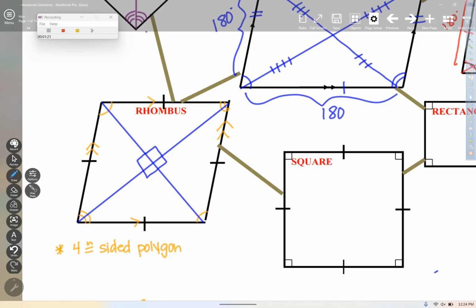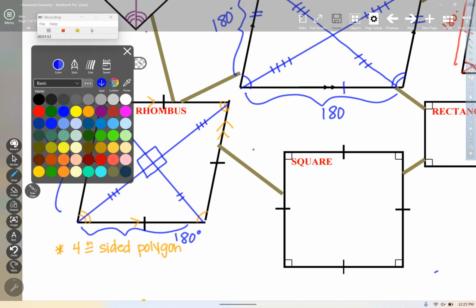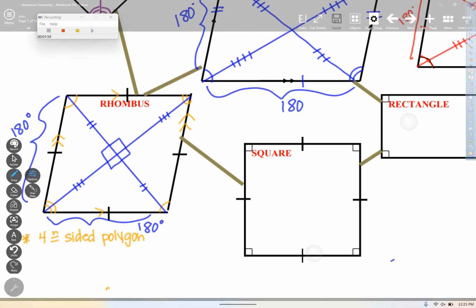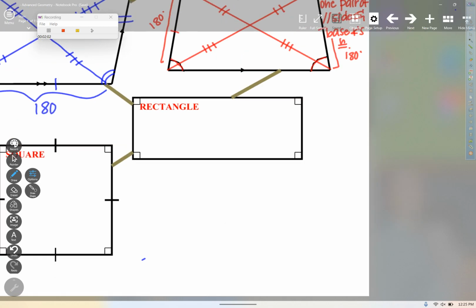And last, well, there's two more things here. I know that the consecutive angles add up to 180 degrees. That's from a parallelogram. And then the diagonals bisect each other. That's from a parallelogram. So this would be congruent to this, and this would be congruent to this. That's everything for a rhombus. If I ever go too fast for you, feel free to pause the video and finish what you have missed.